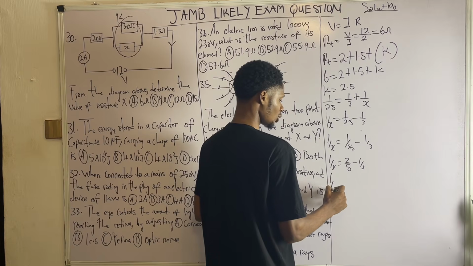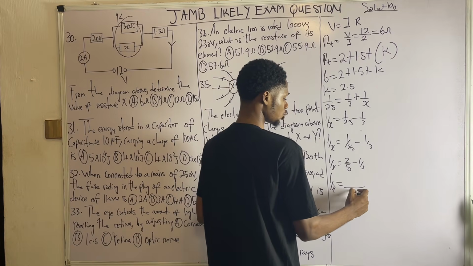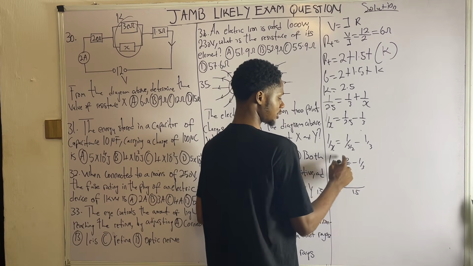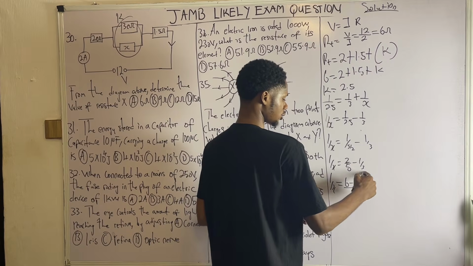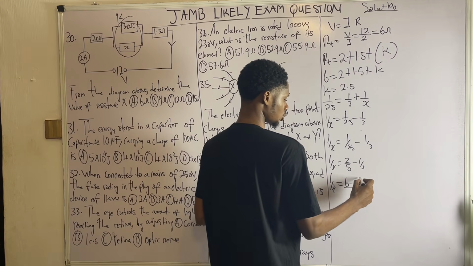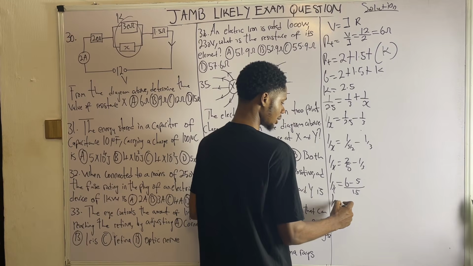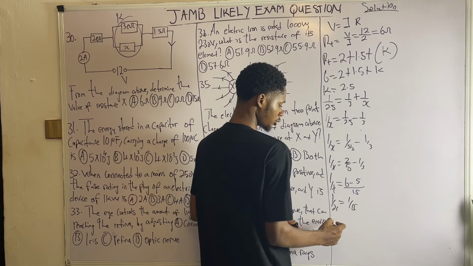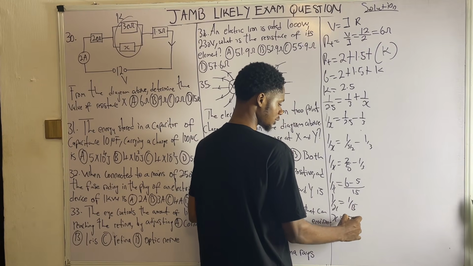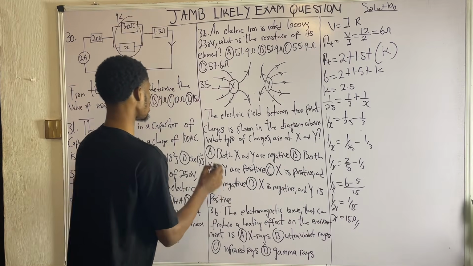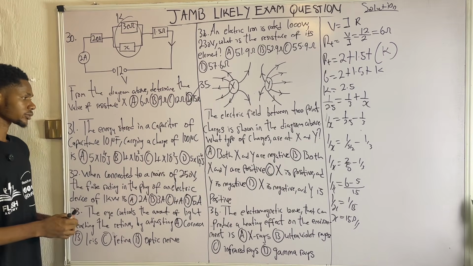Okay, let's do the math. We have 1 over x is equal to, LCM is 15. 3 times 2 is 6, minus 5 times 1, which is 5. We have 1 over x is equal to 1 over 15. Cross multiply, you have x is equal to 15 ohms. That's option D, very, very easy.